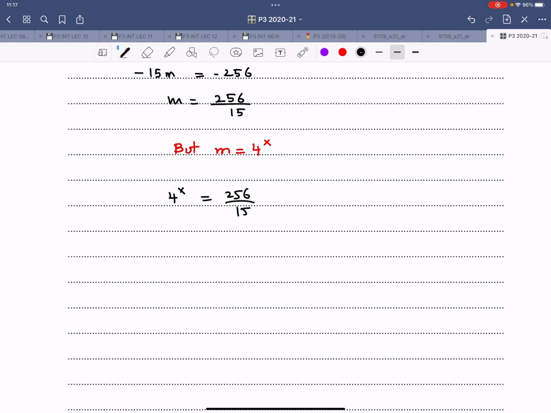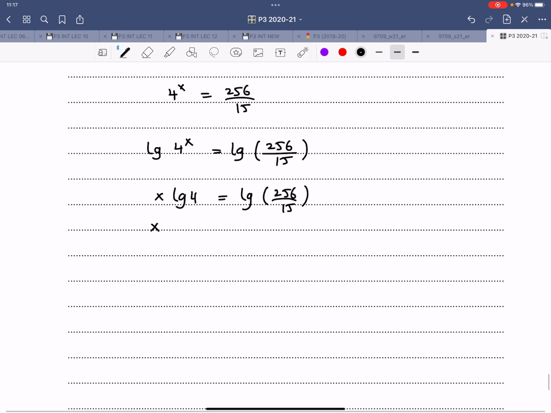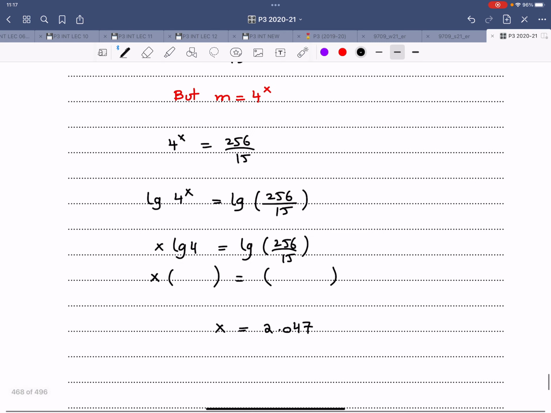Take lg or ln of both sides. lg 4 raised to the power of x is lg 256 divided by 15. x lg 4 is lg 256 divided by 15. You calculate the value of lg 4, you calculate the value of lg 256 over 15, taking care of the accuracy, and then you divide. So you get the value as 2.047. That is the answer. To what degree of accuracy are they asking? They are asking for 3 decimal places. So that is the perfect answer for this one.